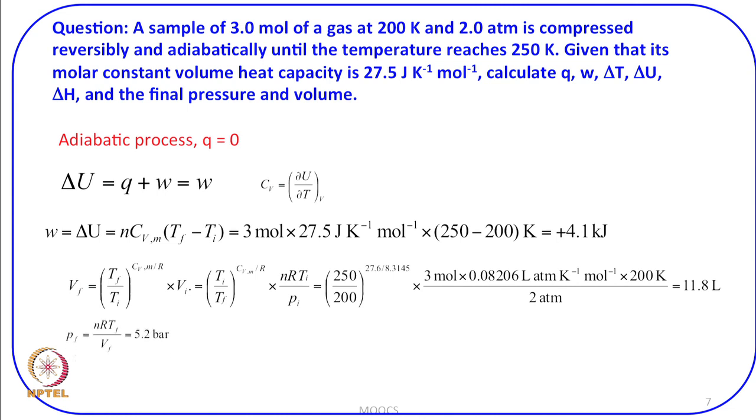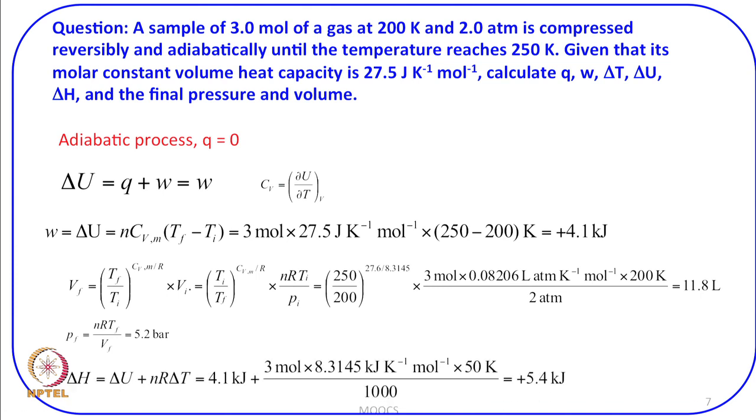Then immediately, if I know the final volume, and since it is an ideal gas, I can calculate P f, which is equal to n R T f by V f. This is 5.2 bar. Now, the only thing that is left over is to calculate the change in enthalpy, and change in enthalpy again we can calculate from this expression, delta H is equal to delta U plus n R delta T, and here we have the value of delta U we have already calculated. We know the value of n R delta T, you substitute the numbers, and here I am converting joules into kilojoules by dividing by 1000, the number comes out to be 5.4 kilojoules.